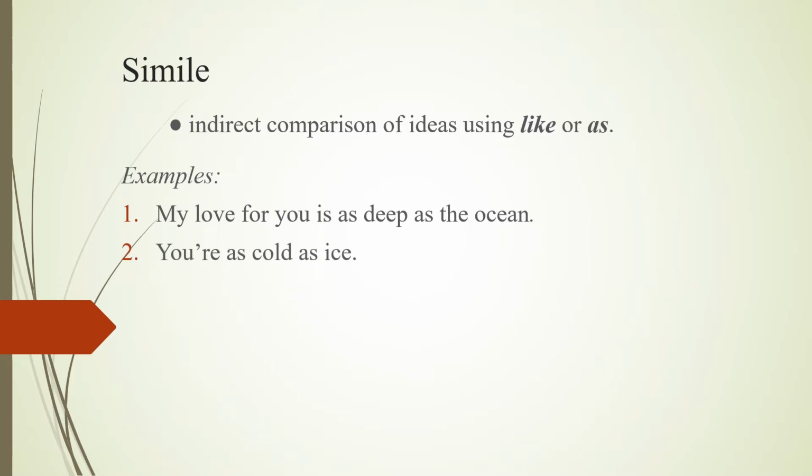Number two, you're as cold as ice. We're comparing you to an ice, for both have the characteristics of cold. Number three, her hair was as soft as a spider web. Her hair is being compared to a spider web, for both have the characteristics of being soft. And as you can see in these three examples, we're using the term "as" to do the linking or to do the comparison.